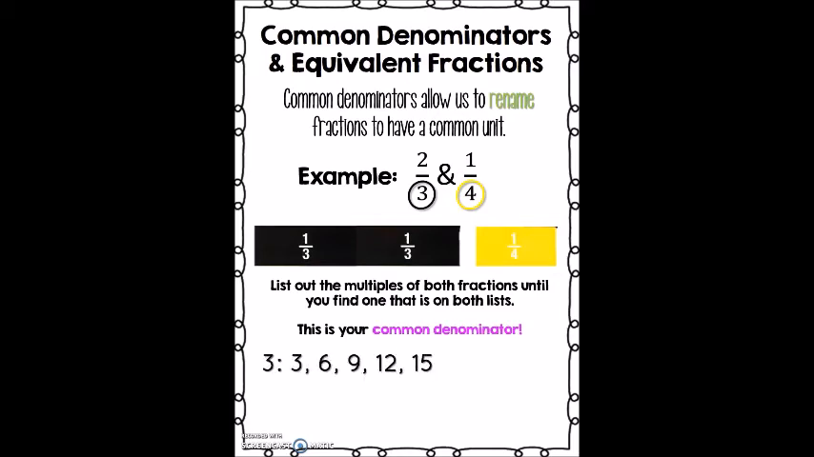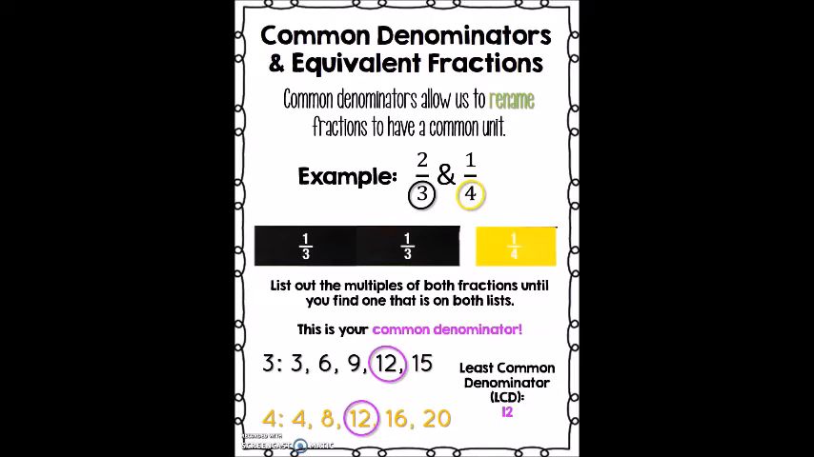So my multiples of 3 are 3, 6, 9, 12, 15. I could keep going, but I usually recommend to fifth graders to stop after you get to the first 5 multiples. Usually you'll find a common denominator within the first 5. Now, if I list out the multiples of 4, I have 4, 8, 12, 16, and 20. Since the number 12 appears on both lists, I know 12 is my least common denominator.